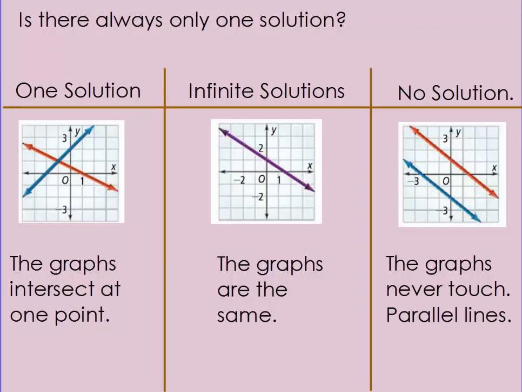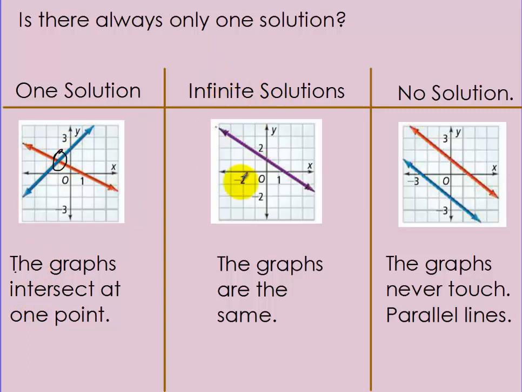Alright. Is there always just going to be one solution to a system of equations? No. There could be either one solution, infinite solutions, or no solution. And here's the three cases. There's going to be one solution when the graphs cross at one point, they intersect. That one point is going to be the one solution.